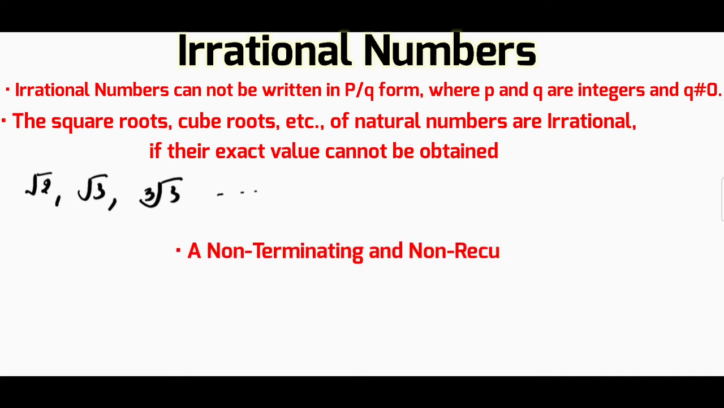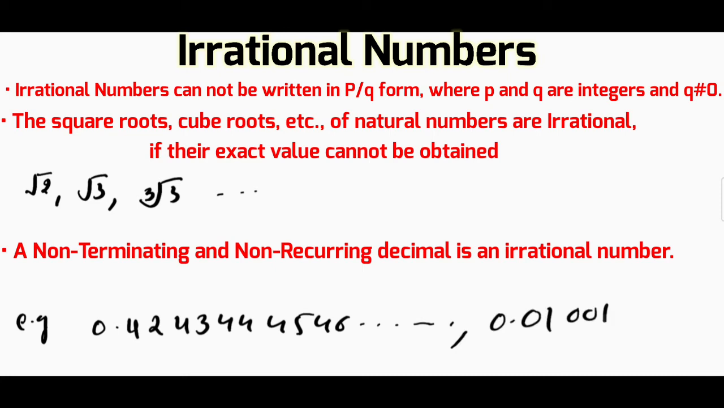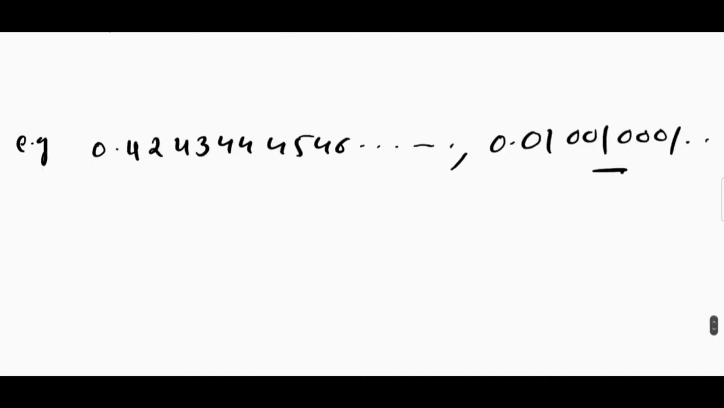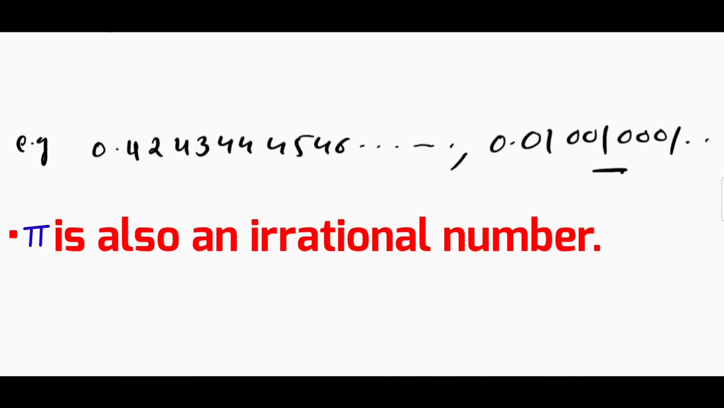Also, a non-terminating and non-recurring decimal is an irrational number. For example, 0.4243444546 and so on, or 0.0100100001 and so on. This is also an irrational number. And we know that pi is also an irrational number.